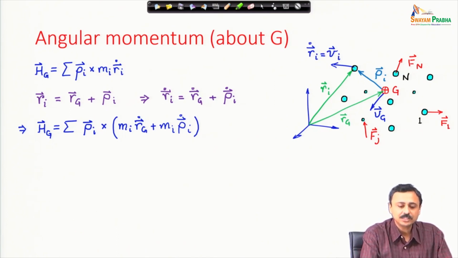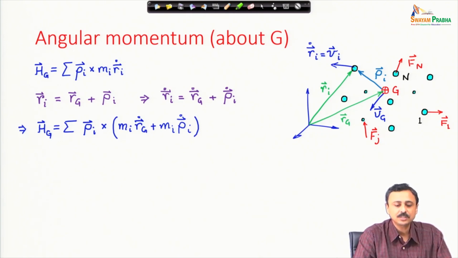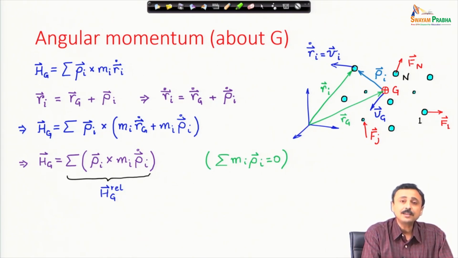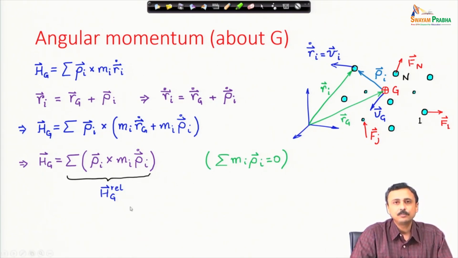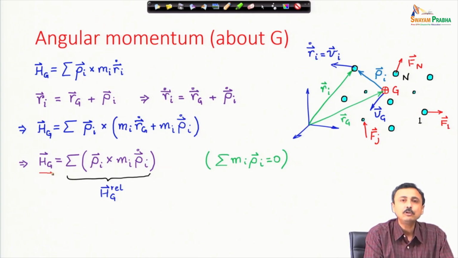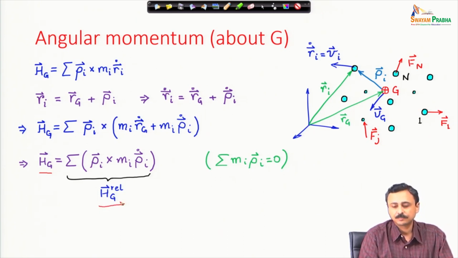this cross product. Once I open up this bracket and simplify, the first term you will note will go to 0 because summation of m I rho I is 0. Only the second term contributes, and that is equal to rho I cross m I rho I dot, and this is nothing but the HG rel which we noted in the previous derivation for angular momentum about O. Therefore, the angular momentum of the whole system about the center of mass is equal to the relative angular momentum about the center of mass.